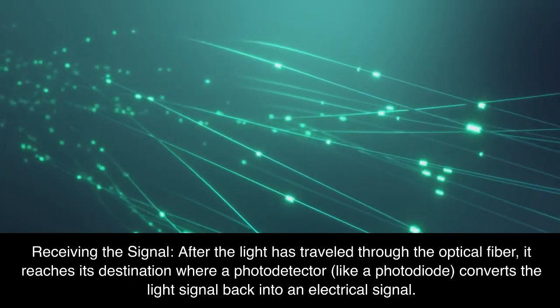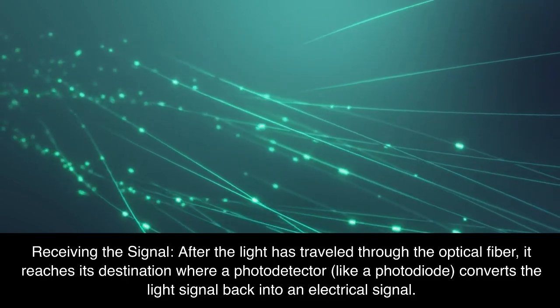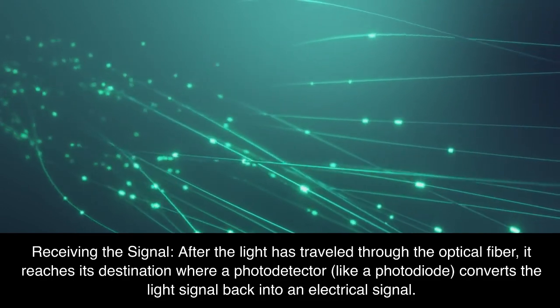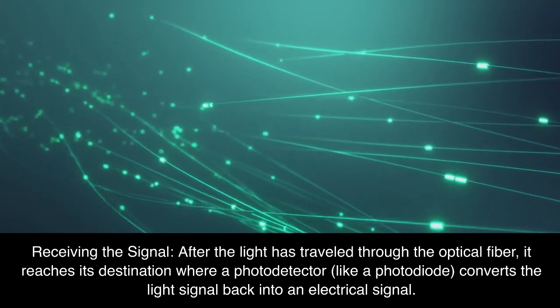Receiving the signal. After the light has traveled through the optical fiber, it reaches its destination where a photodetector, like a photodiode, converts the light signal back into an electrical signal.